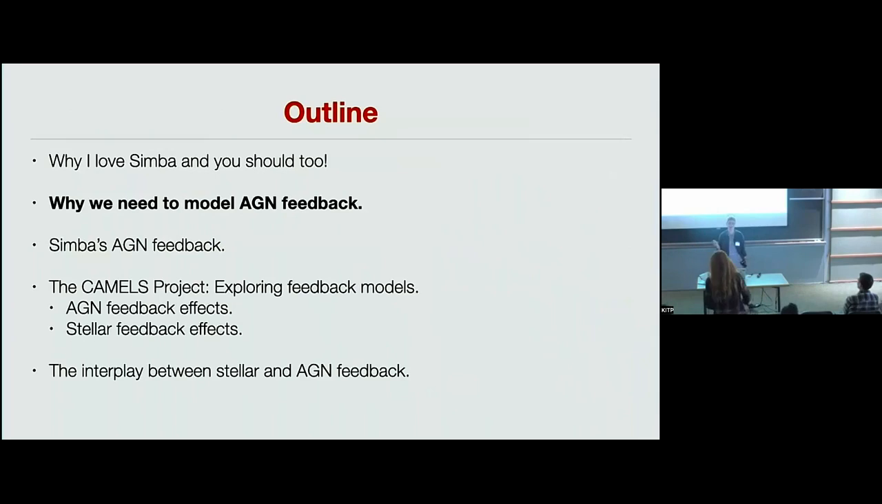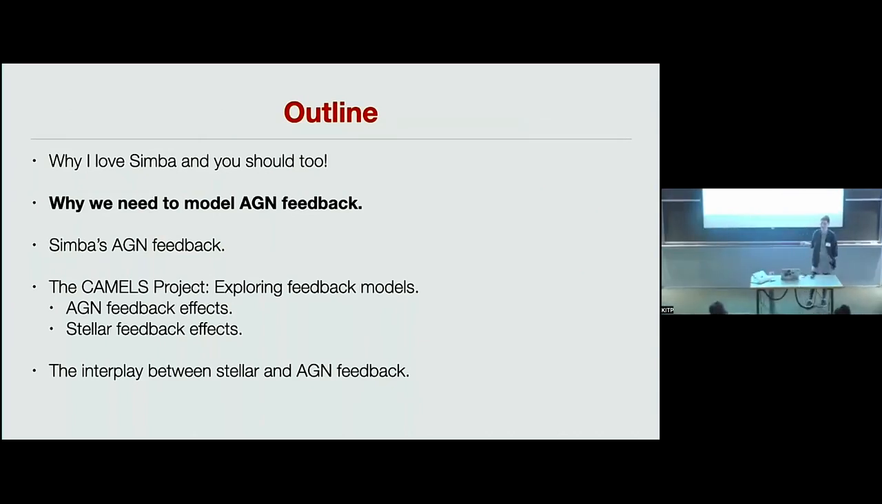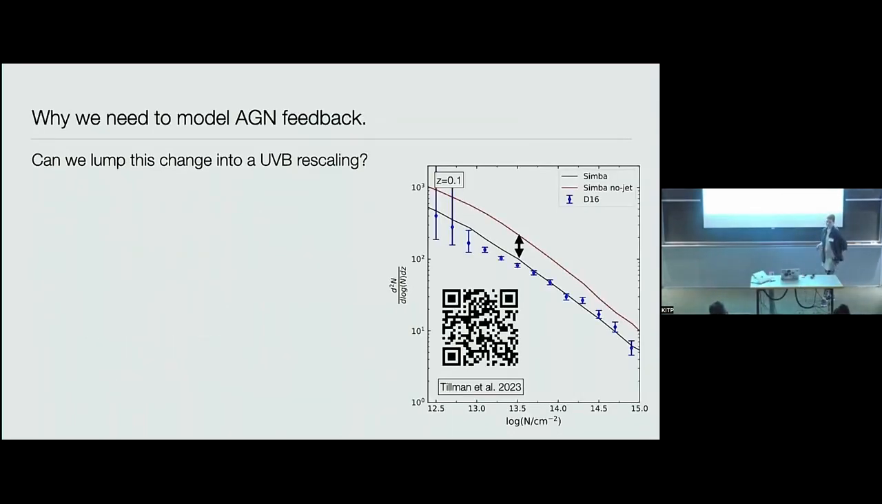So why do we need to model AGN feedback? Can't we just lump this into the UVB? That's much easier to put into simulations. It's much less expensive. Can we lump it in? No. Look at that difference. You may say that's just a normalization difference. I'll prove to you later that it's not because we did fitting with UVB rescaling. But first, let me try to logic my way through why we need to include feedback in simulations. Specifically AGN jet feedback, because that's not often included in simulations.